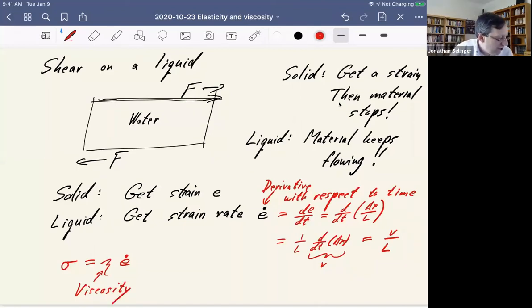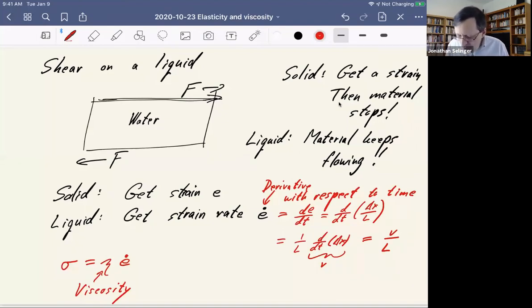Okay. So the viscosity, eta, is a material parameter associated with a liquid that tells us how rapidly it flows in response to a shear stress.